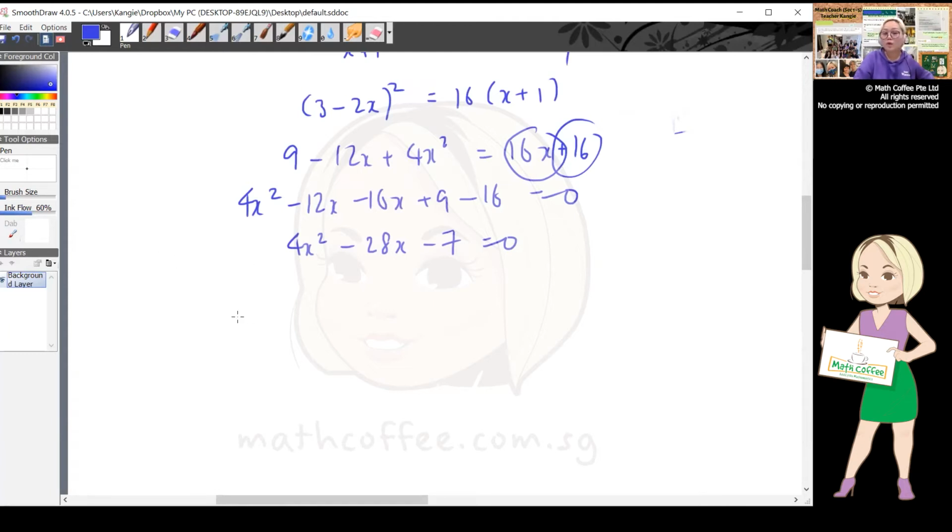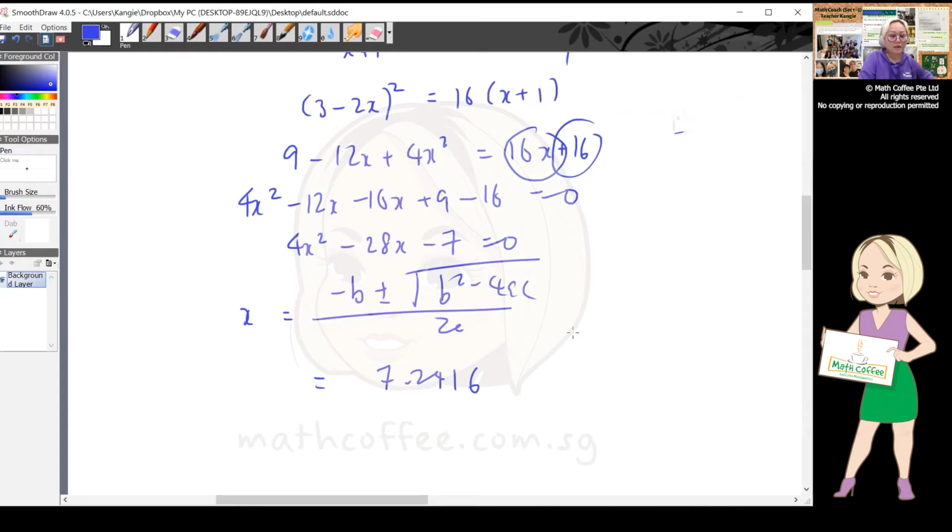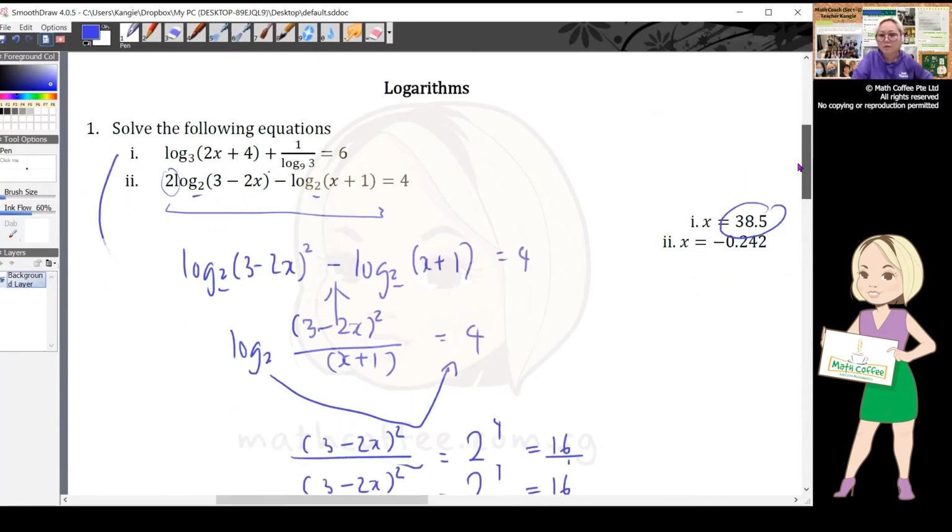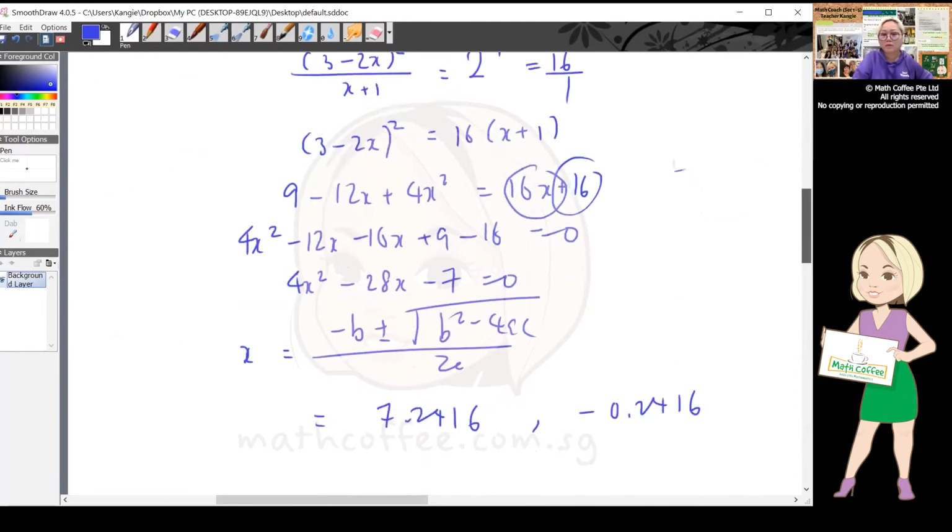Okay, using the quadratic formula, x equals minus b plus or minus square root of b squared minus 4ac, over 2a. And of course, you will get 7.2416 and negative 0.2416. Okay, they only put here one. Let's see.